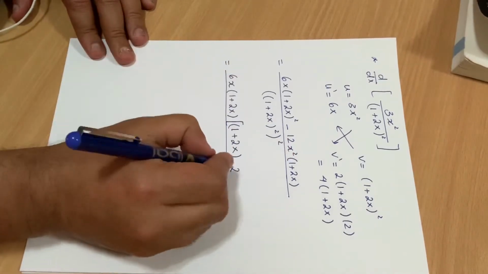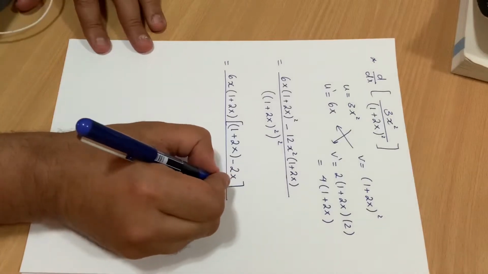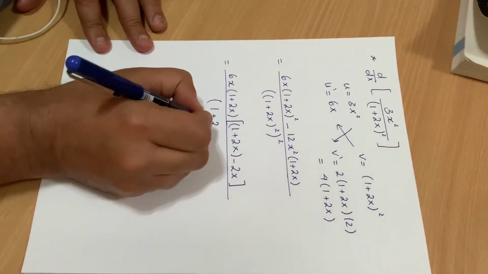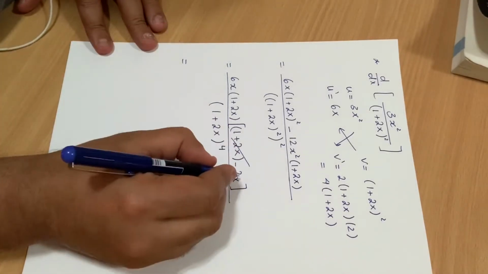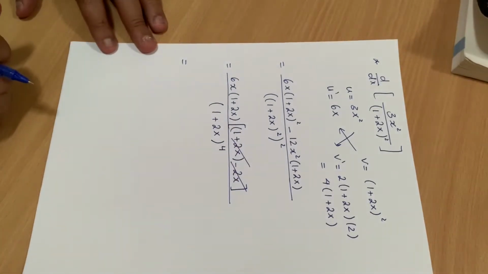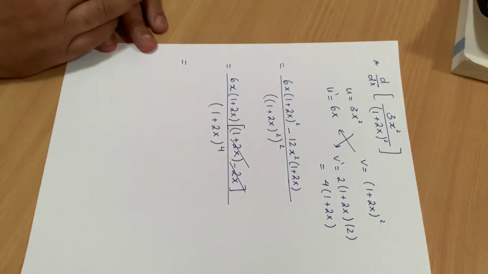x squared divided by x is x. And no brackets are left for 1 plus 2x, over (1 + 2x) all to the power of 4. 2x and negative 2x cancel because they are like terms and have different signs. So you have only 1 left inside. That 1 multiplying any other term will give you the same thing.